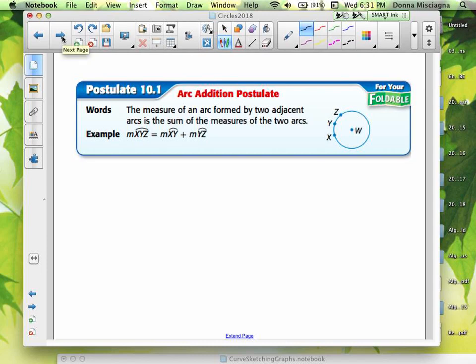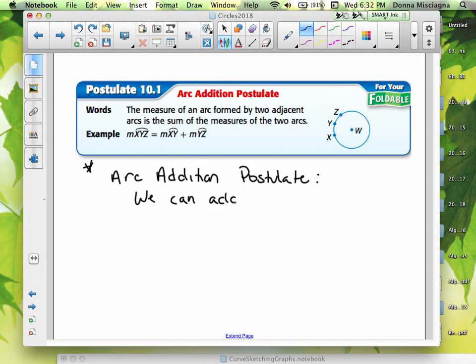Arc addition postulate: the measure of an arc formed by two adjacent arcs is the sum of the measure of the two arcs. Let's write that a little shorter. So in your notes, arc addition postulate. We can add adjacent arcs. You can add those arcs together to make a bigger arc.